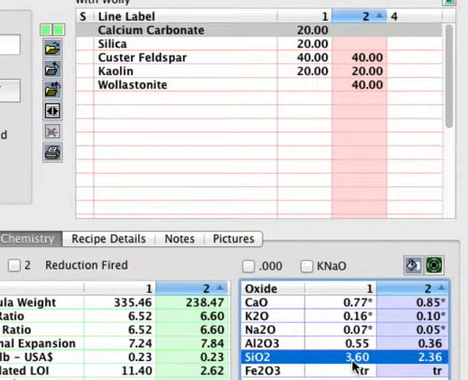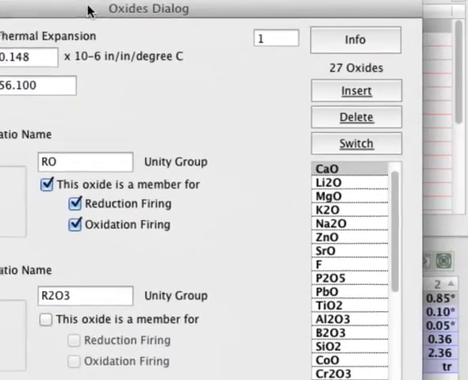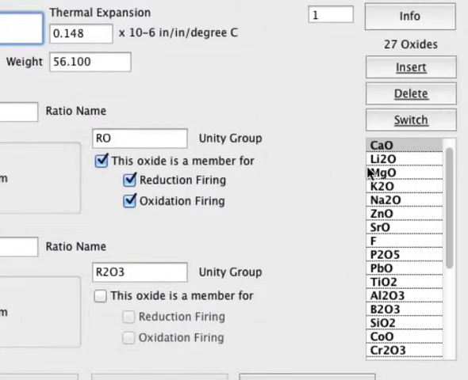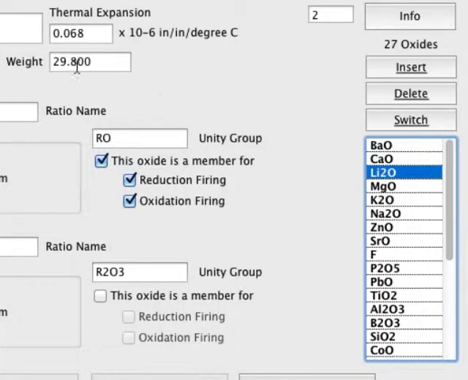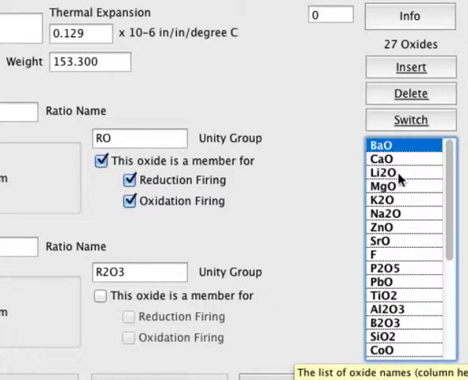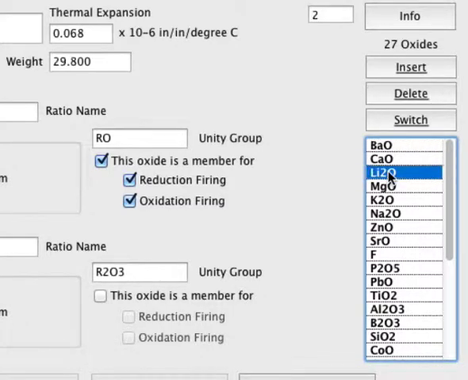Now, we know what these oxides do in fired glazes, and we relate the degree of their influence to their numbers in the formula. So let's double-click this and have a look at the oxides dialog and compare a couple. For example, take a look at lithium oxide. It has a weight of 29.8. Compare that with barium, 153. So obviously there's going to be a lot more Li2O oxide molecules in a given weight than there will be of BaO, and that accounts for why it's so much stronger a flux.